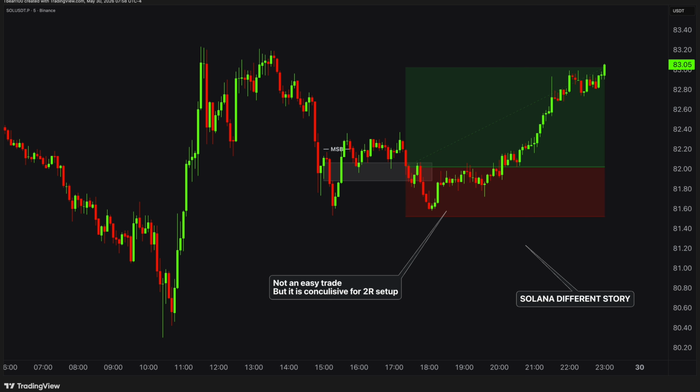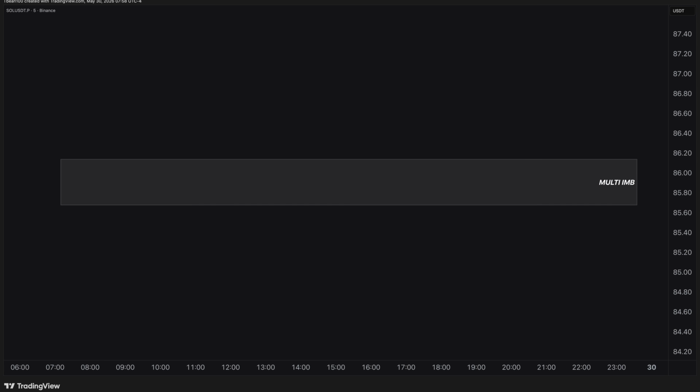It wouldn't have been an easy trade because of the deeper pullback, but you could see the strong upward push at the end. So what is the lesson here? What did we learn from these charts? When the price reaches your points of interest, it could be a multi-imbalance, order blocks, or supply or demand areas. I don't really care which strategy you use. The concept applies across the board.